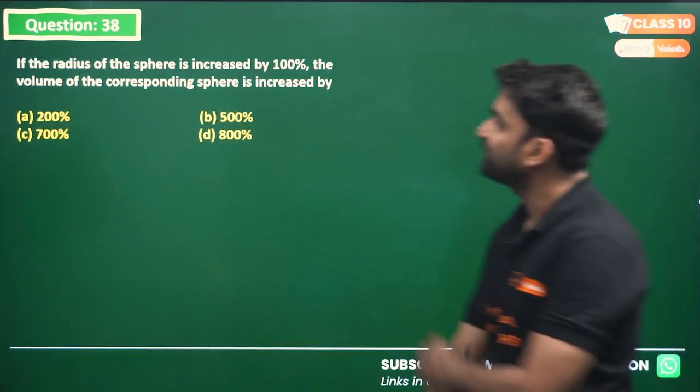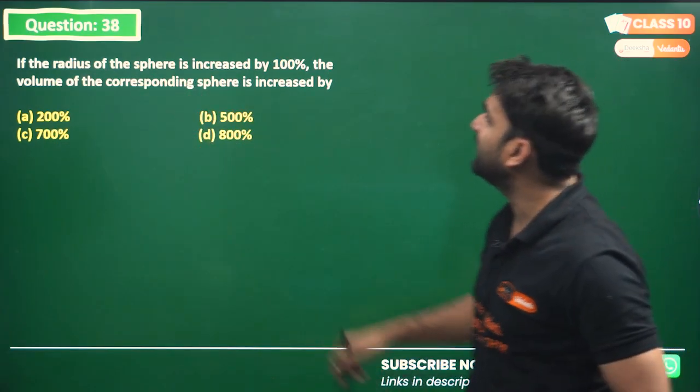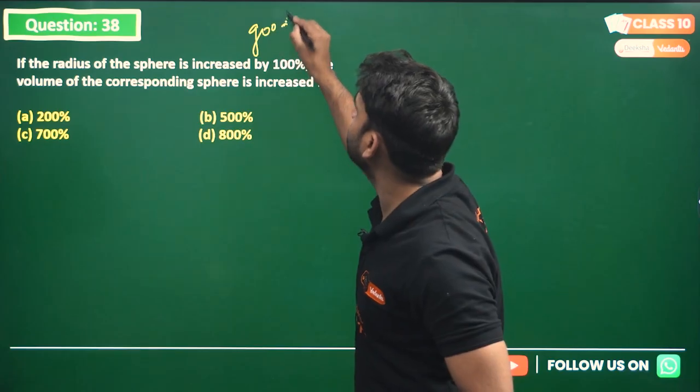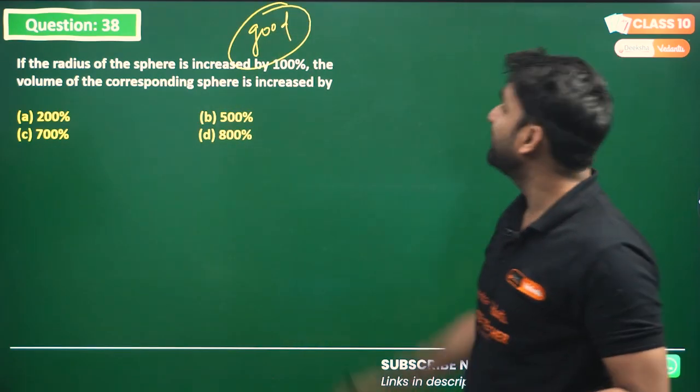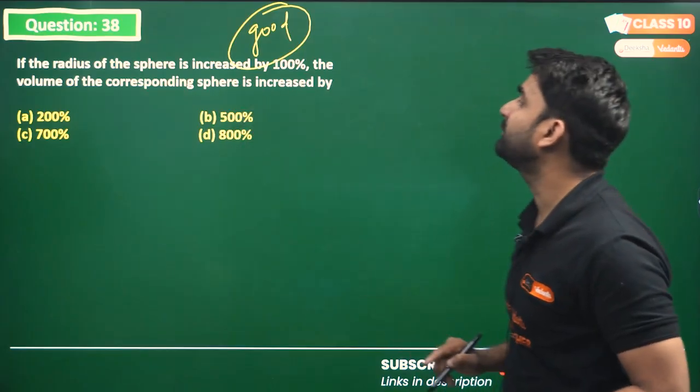Question number 37. Okay, if the radius of the sphere is increased by, this is one of the good questions. If the radius of the sphere is increased by 100%, then how is the volume of the corresponding sphere increased?